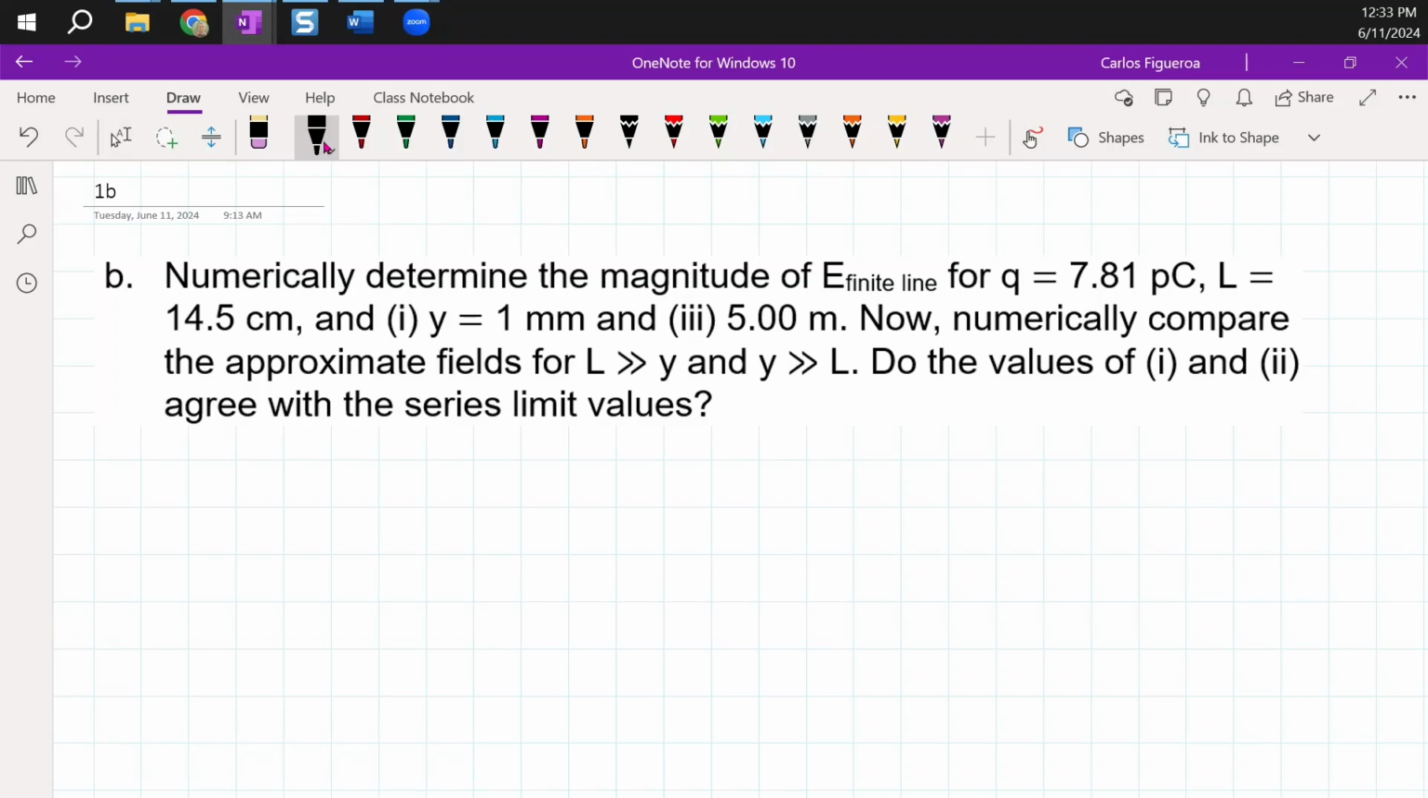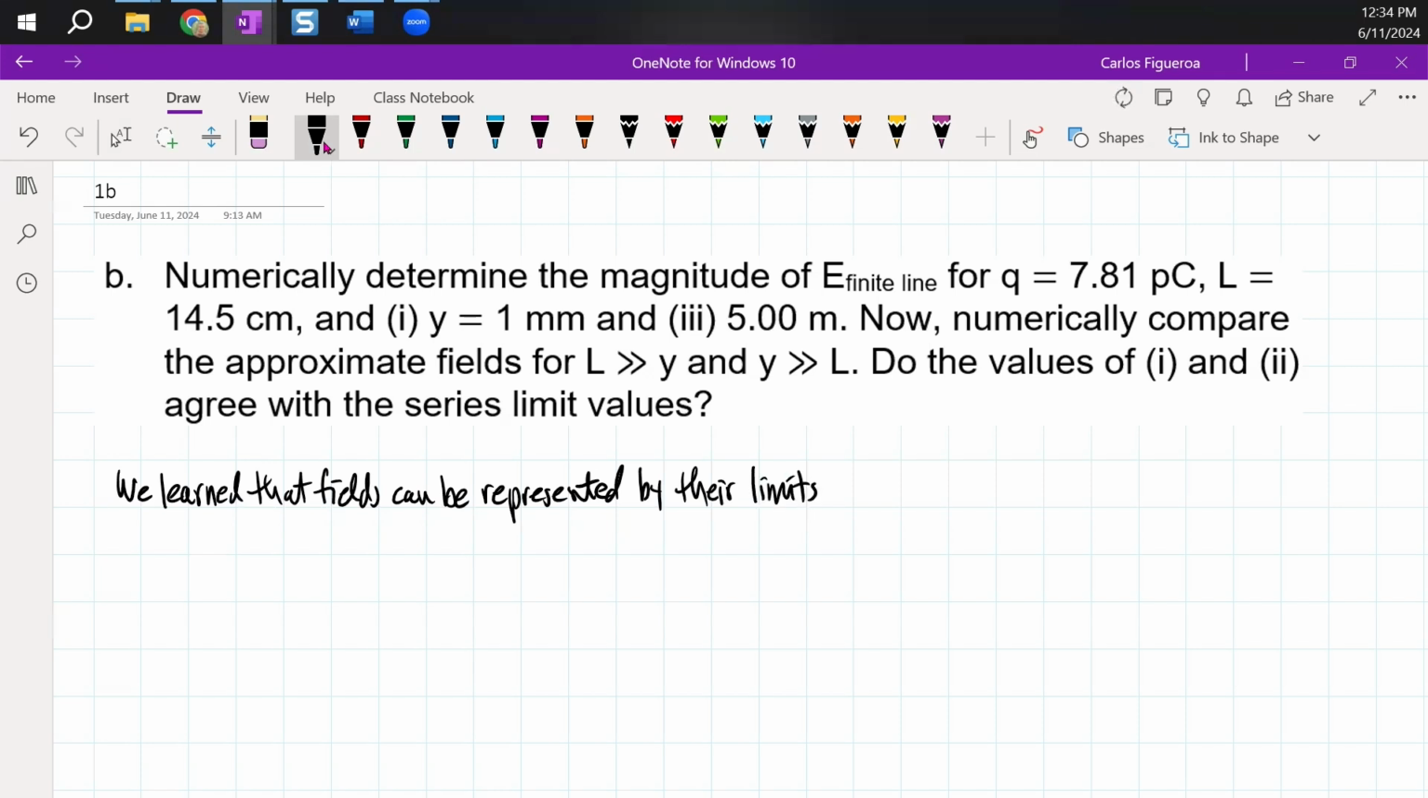In this example, we made assumptions about taking limits that ended up with some result. We learned that fields can be represented by their limits for certain situations.